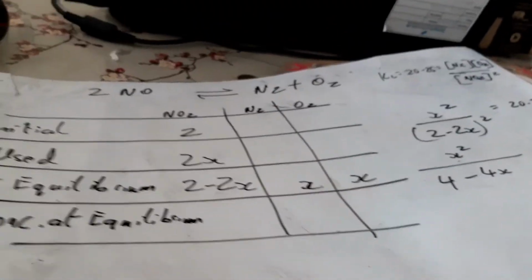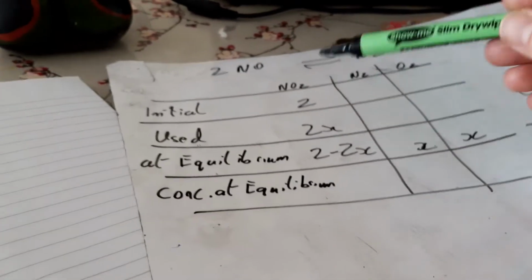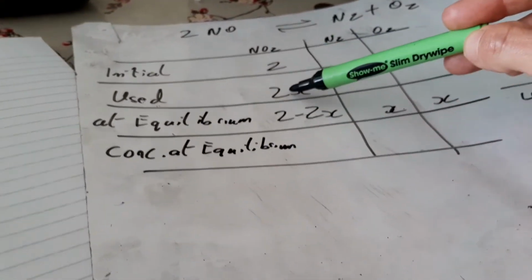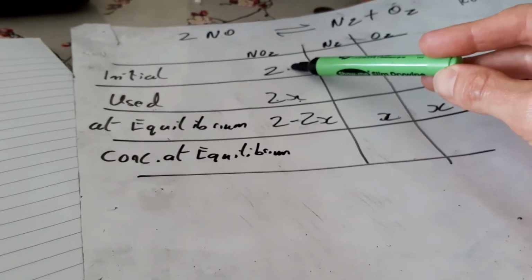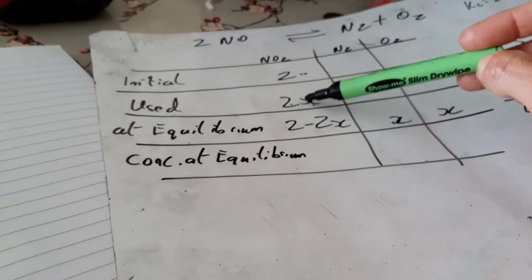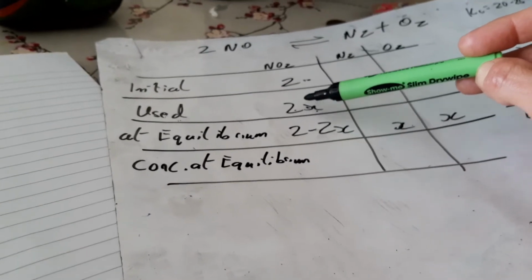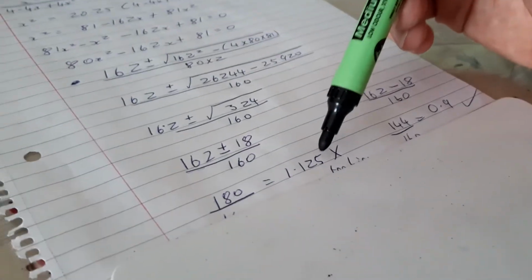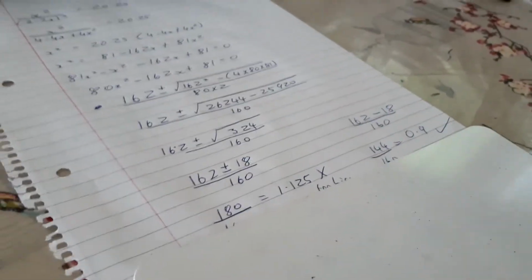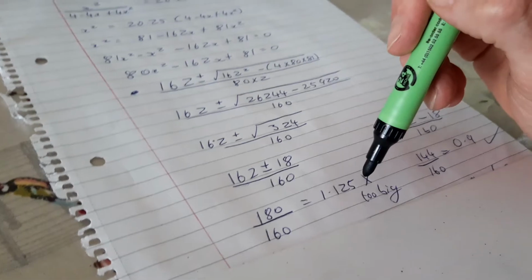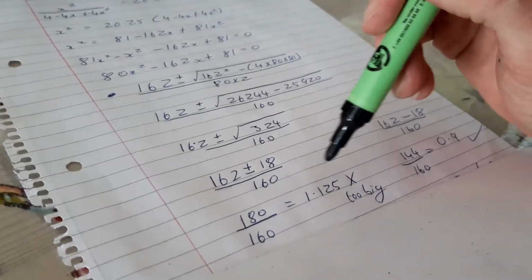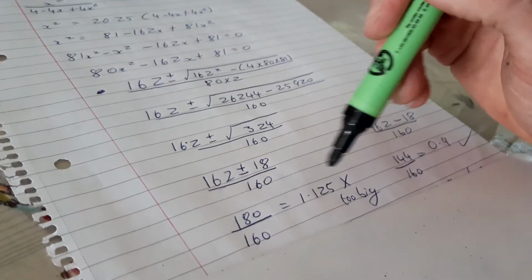It can't be acceptable. Why is it too big? Because look back at my table. The amount of NO2 that's used is 2 times X. But I only started with 2 moles of NO2. Can you see that? So 2 times 1.125 is obviously bigger than 2, isn't it? So that value cannot be right. All right? So I know that that's wrong. It's too big. I can't possibly have used 2.25 moles of NO2 when I only started with 2 moles.